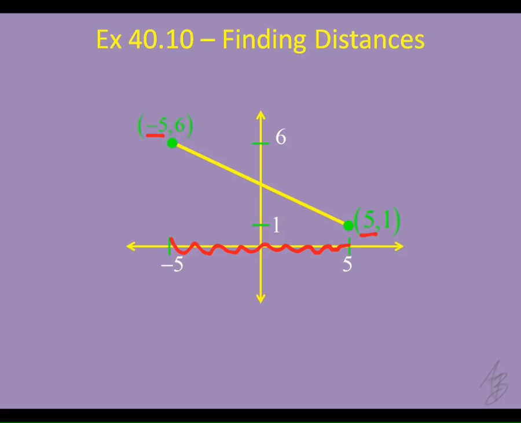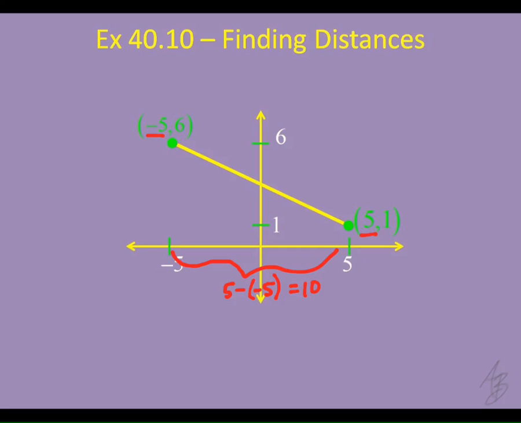We've been doing it now for 2 examples. How do we find the distance along a number line? We subtract, right? So this distance right here is going to be 5 minus -5, which is 10. Okay? So the distance along the x-axis is going to be 10. Okay, how about along the y-axis?